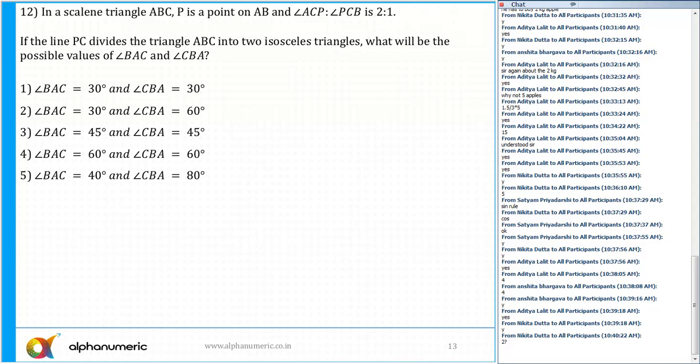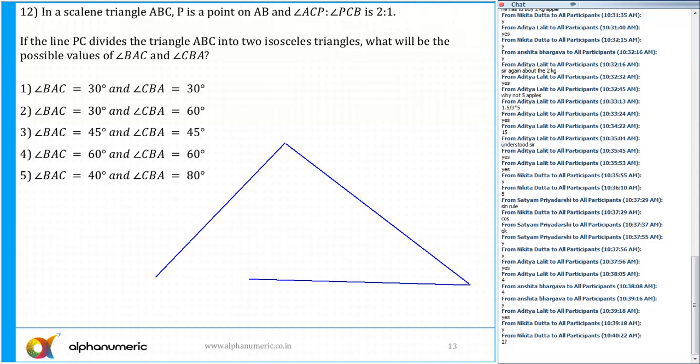Let's discuss here. So there is a scalene triangle ABC. So I can draw a scalene triangle ABC. All right. So let's say this is A, this is B, and then this is C. In a scalene triangle ABC, P is a point on AB. So let me mark P, a point on AB such that angle ACP to BCP is in the ratio 2:1. So ACP to BCP is in the ratio 2:1. So I can join CP.